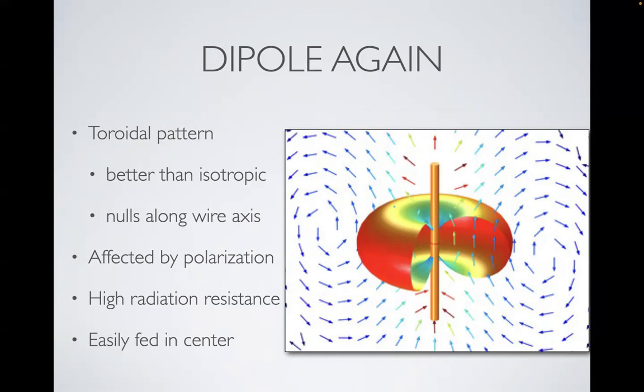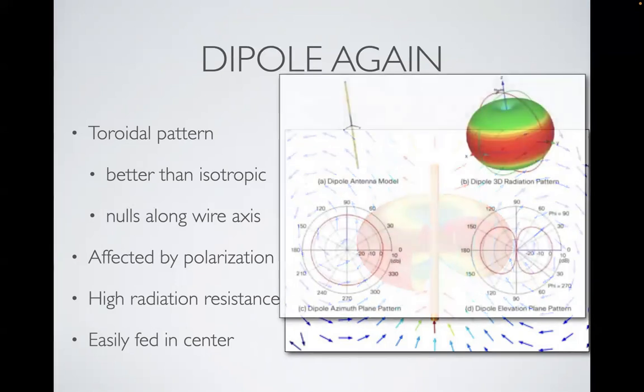Dipoles are nice in that they have a fairly high radiation resistance. It's close to the feed point impedance, so 70-ish ohms. And if you make them fatter, they tend to have an even higher radiation resistance. And they're really easy to feed, especially if they're horizontal. If they're vertical, it's a little more of a challenge, but not impossible to do. Vertical dipoles perform very well. They're nice antennas and they're very simple. It's the most basic antenna structure that there is.